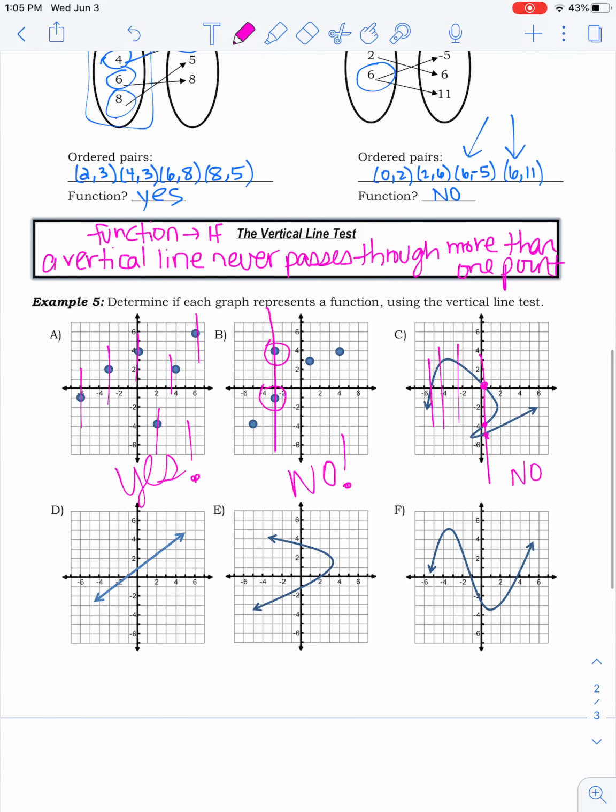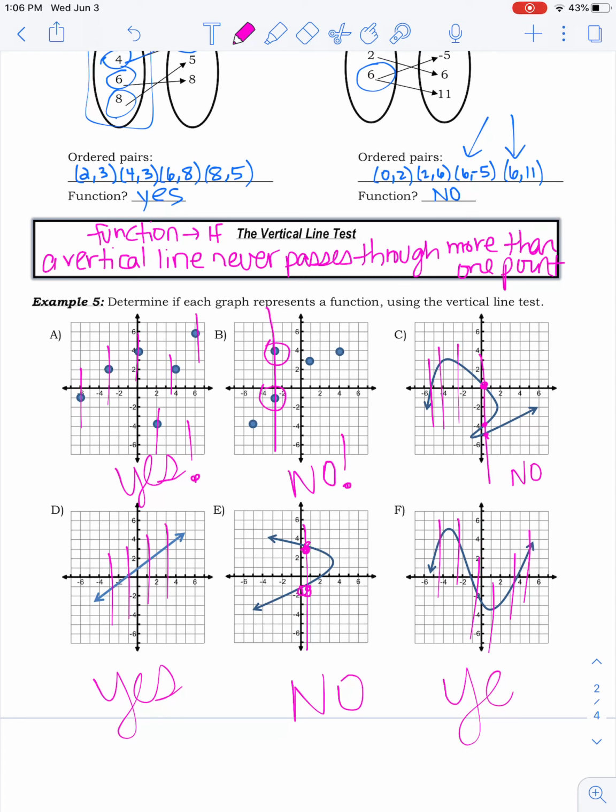All right, in D, if I draw a vertical line anywhere through that graph, it's only touching once, so yes, this is a function. In E, if I draw a vertical line right here, notice it's touching twice. That is not a function. And in F, anywhere I draw a vertical line, does it ever touch more than once? Nope, so it passes the vertical line test. And yes, that is a function.